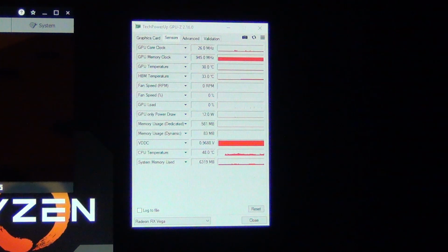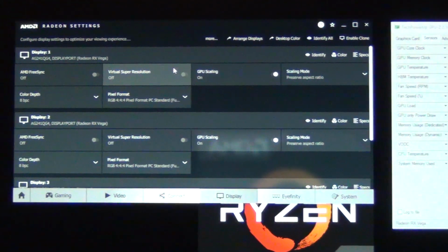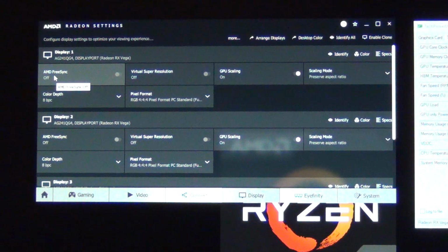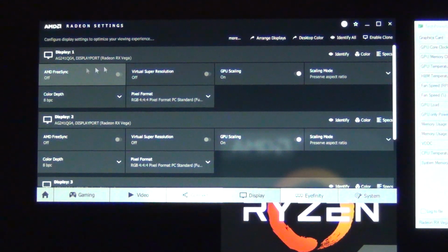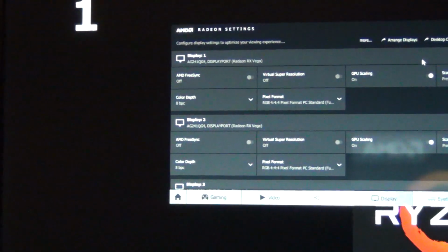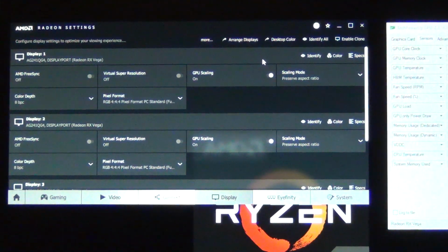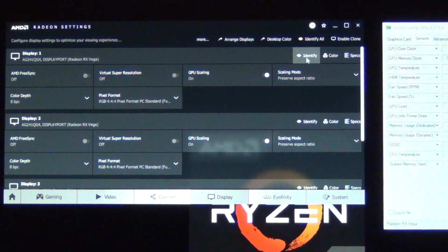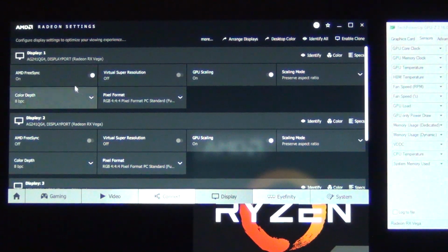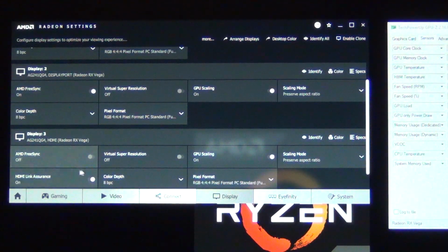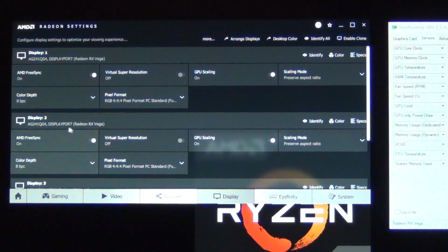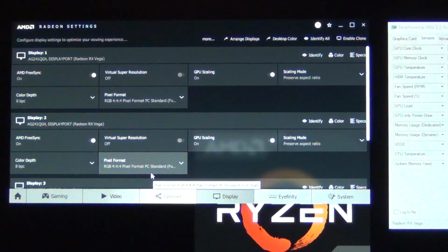If we go into the driver here, the Radeon settings, let's take a look. What I want to do is turn on FreeSync. In this case we can do identify all, and it tells me over there this is monitor one, which would be my top one. So I'm going to turn it on. I can turn it on for all of them, it doesn't matter. The typical user will just turn it on for all of them. If you've got three FreeSync monitors, just turn on all FreeSync.